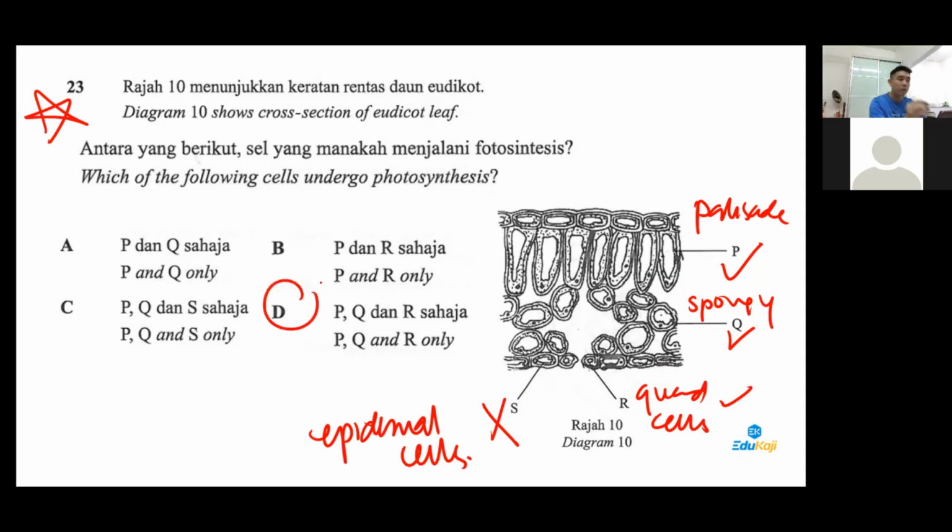23, the answer is P, Q, R. Because P is palisade and Q is spongy, they do have chloroplasts. Guard cells also have. So P, Q, R.